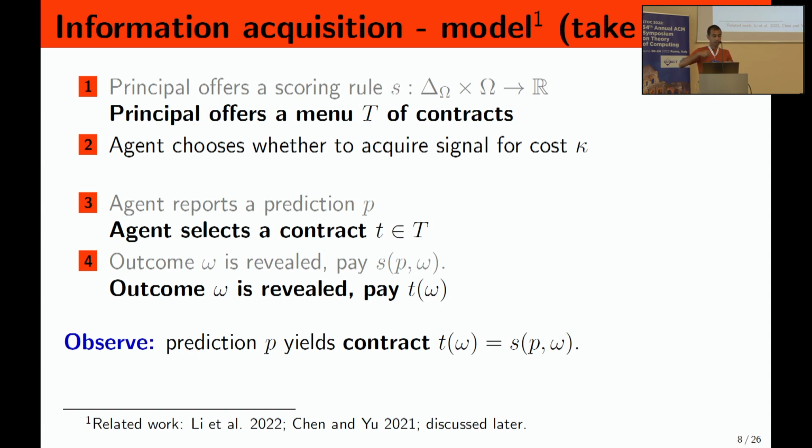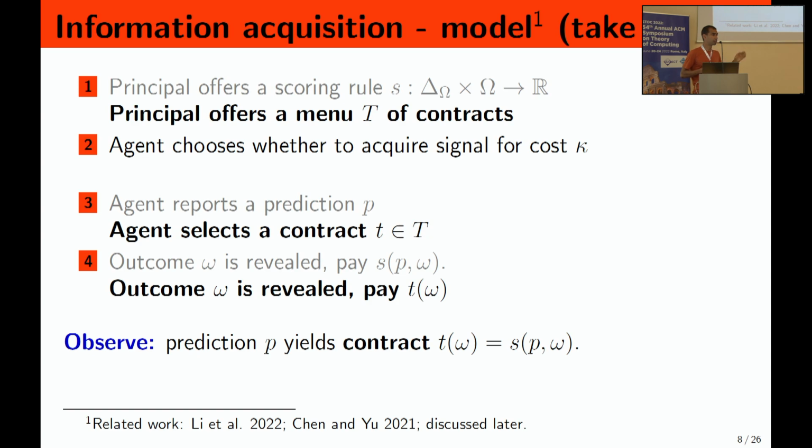So this is an indirect way for the agent to run a marketing survey and then tell the principal what they found out in the survey, because their choice of contract will reveal to the principal the information that the principal wants to know. Okay, and then at the end, when the outcome is revealed, we pay the agent with the contract that they signed, that they chose to sign out of the menu, T of omega.